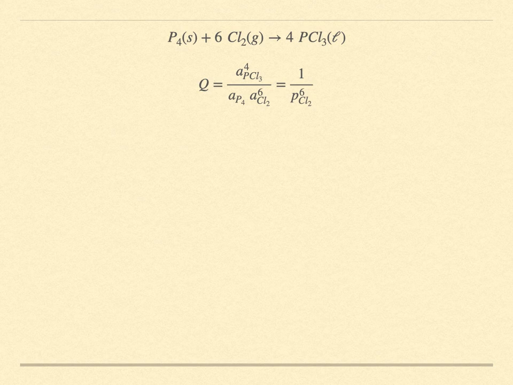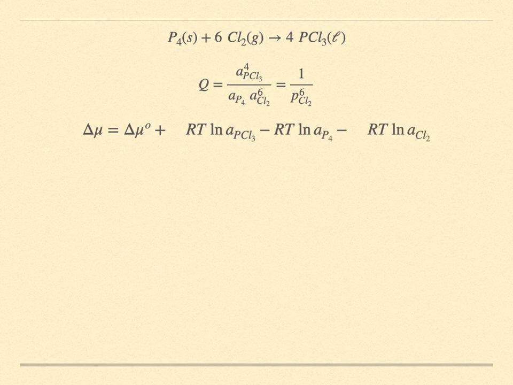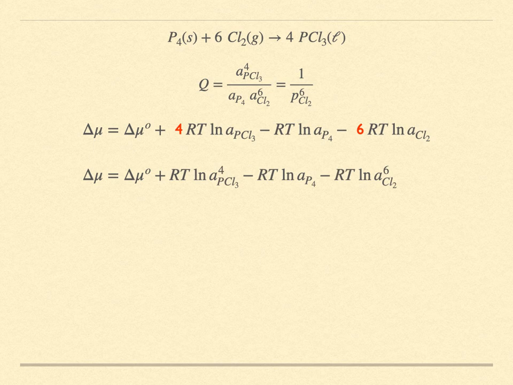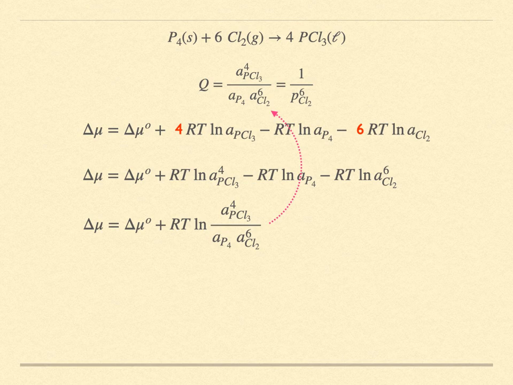We don't explicitly include the solid or the liquid, not because they're not there, but because they have the constant value of 1 throughout the reaction, as long as there's some of it present. But why do we need to raise the chlorine pressure to the 6th power? Remember where the form of Q comes from. The chemical potential has a logarithmic relationship to the activity. But PCl3 appears 4 times in this equation as written, while chlorine appears 6 times. So we multiply each by that coefficient. And when we bring the coefficient into the logarithmic argument, it becomes an exponent. Put it all together, and there is our expression for Q.